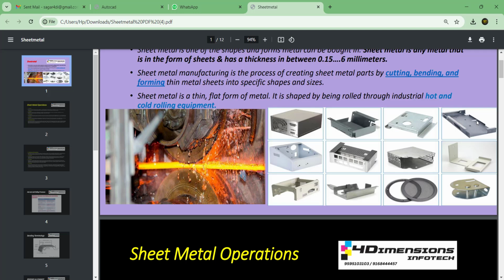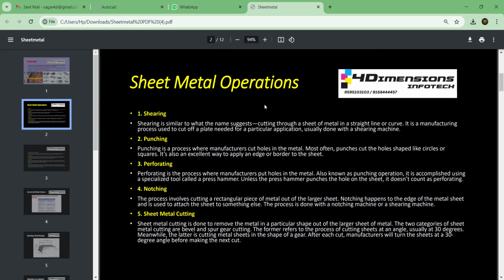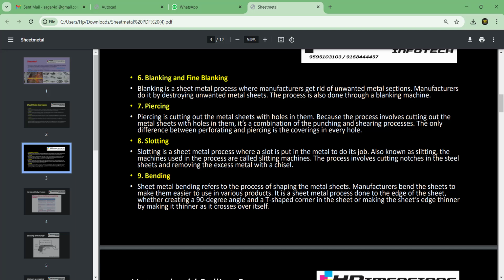Here are the kinds of parts we are going to manufacture in sheet metal. This kind of parts can be manufactured by using sheet metal. So you can see a CPU cabinet here, one box, grid boxes, drawers, brackets, and multiple parts that can be made in sheet metal. So there are different types of sheet metal operations which are used, such as shearing, punching, perforating, notching, sheet metal cutting, blanking and fine blanking, piercing, slotting, bending. So most of the sheet metal work is dependent on this operation, that is bending.